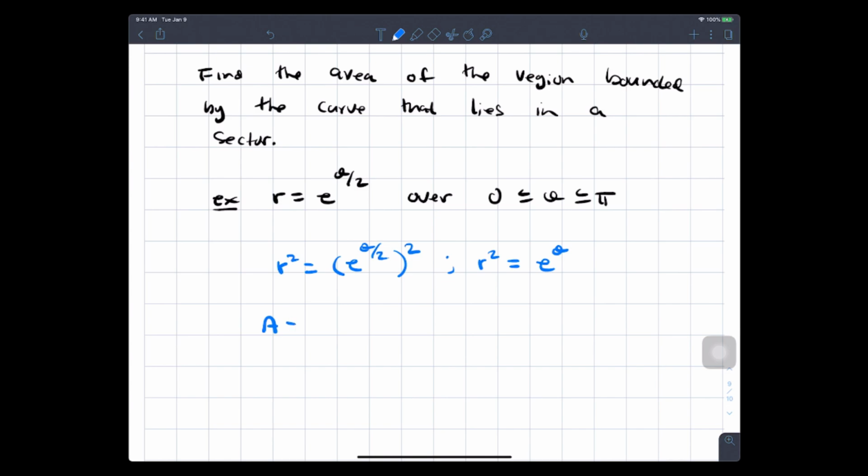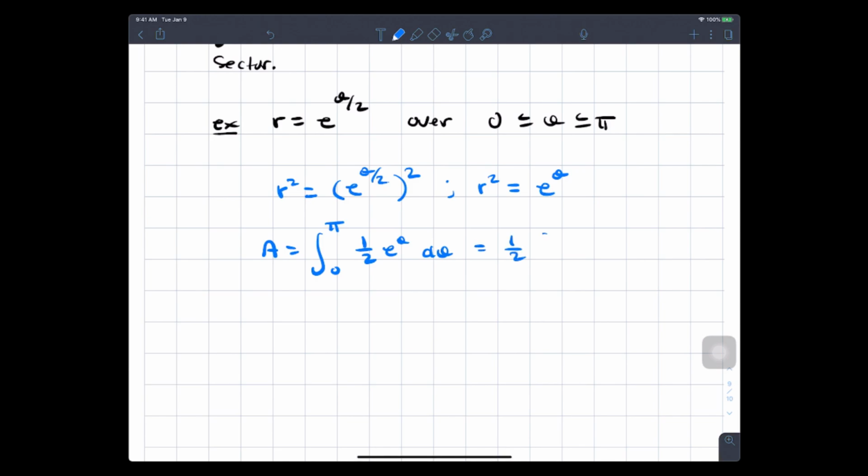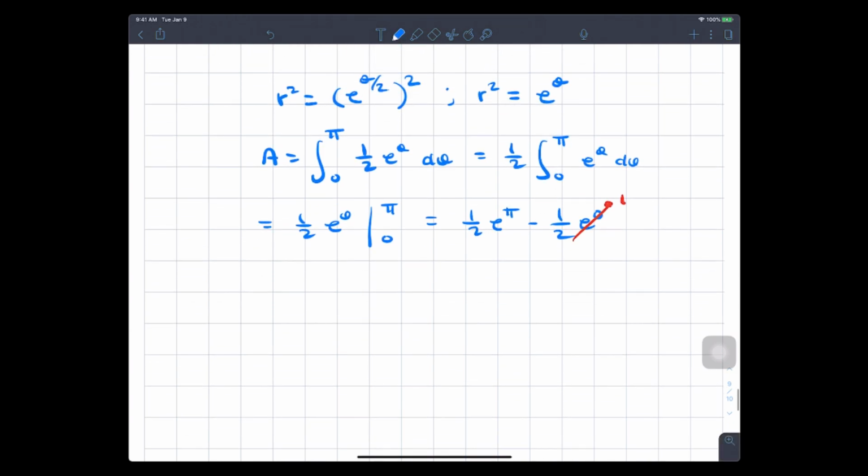So the area now is going to be the integral from 0 to pi of 1/2 e to the theta d theta. We pull out our constant and just integrate e to the theta d theta from 0 to pi, and you guys know what that gives you. That's just e to the theta. Evaluating from 0 to pi, this is 1/2 e to the pi minus 1/2 e to the 0. And of course, e to the 0 is 1. The final answer for this area is 1/2 e to the pi minus 1/2. We could leave it that way, or we can factor out the 1/2 and say the area is 1/2 times (e to the pi minus 1).